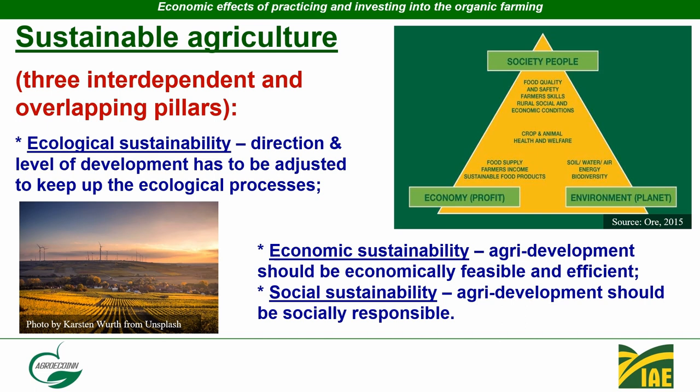C. Social sustainability means the development of agriculture should be socially responsible to global society by providing enough food of satisfactory quality to the overall population and enabling its fair and efficient distribution. It should enable appropriate technology transfer along with improvement of farmers' skills and knowledge and provide the advancement of existing rural social and economic conditions.